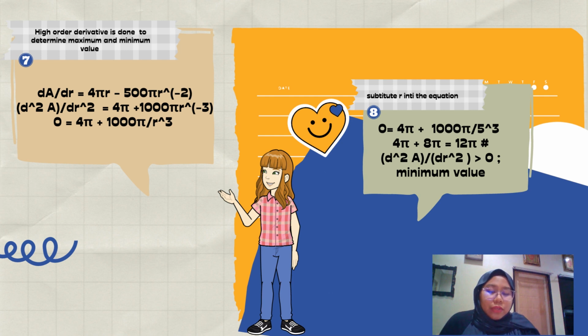Since we got a positive value and d squared A over dr squared is greater than 0, the value is the minimum. So to conclude, h is equal to 10 and r is equal to 5, and we can decrease the cylinder can size.